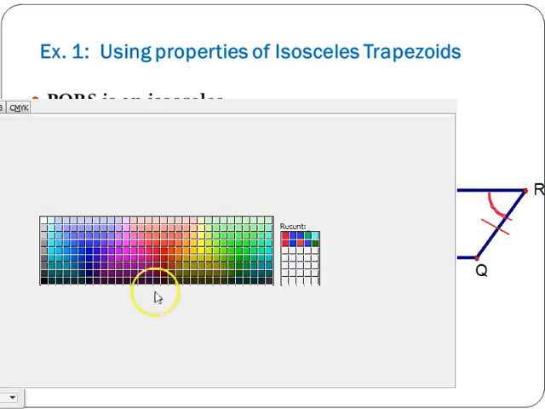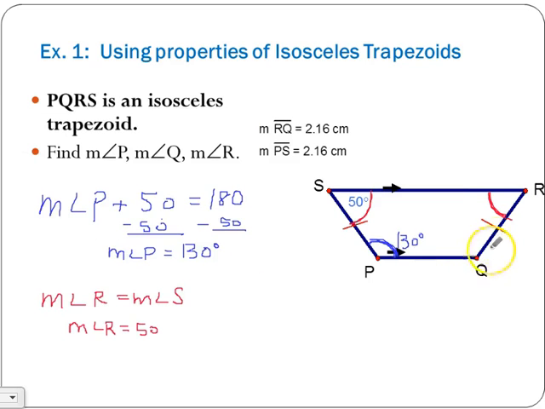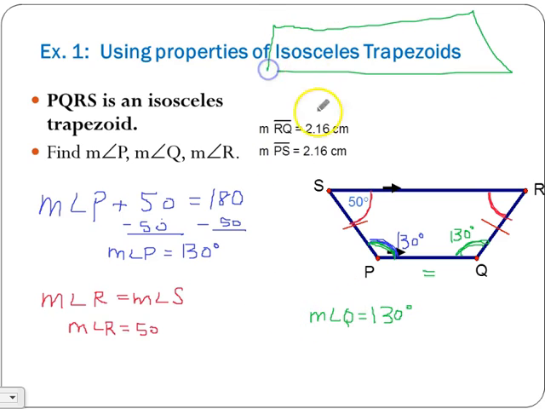And then the same is true for P and Q, right? Angle P and angle Q are two base angles and they have to be equal. So that means that the measurement of angle Q also has to be 130 degrees. Because this was an isosceles trapezoid, we knew that the base angles are equal to each other. I'm going to go on to the next slide, so if you need more time, go ahead and click pause.